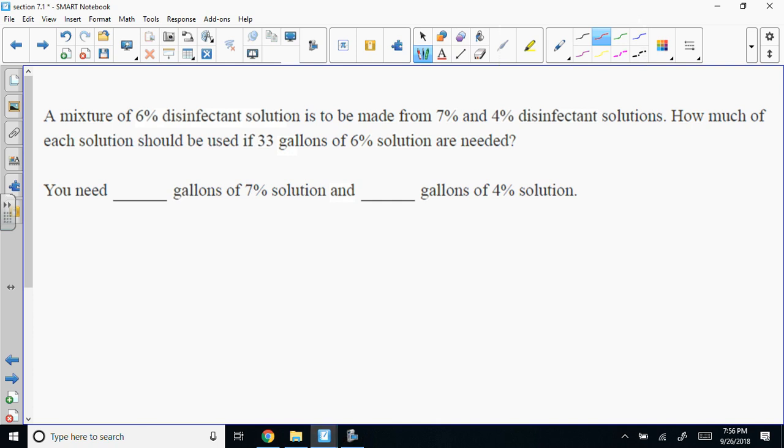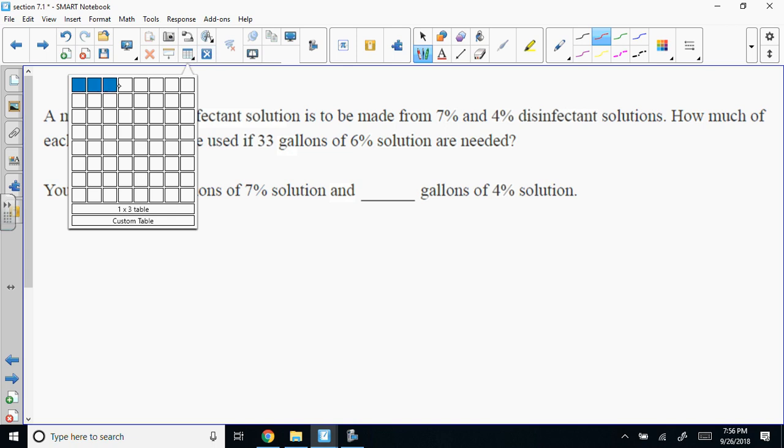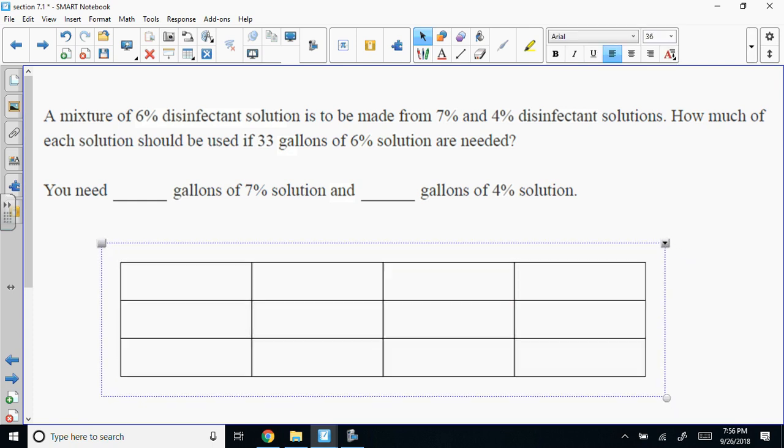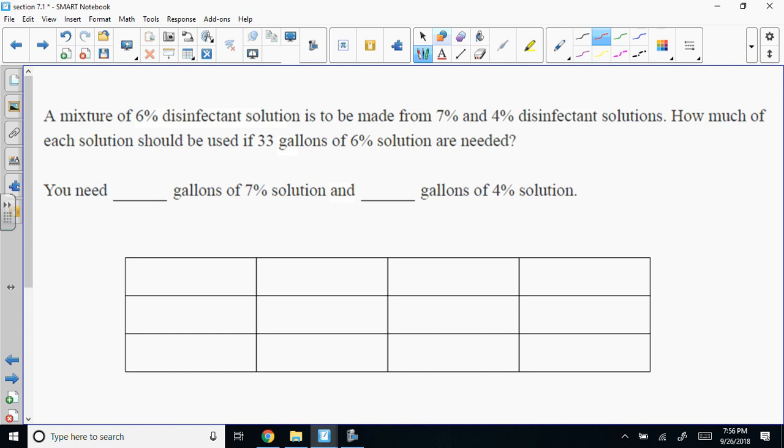And what I mean by table is, I hope I do this right. Good. All right, so let's do this. Amount, percent, solution, and then total, right?